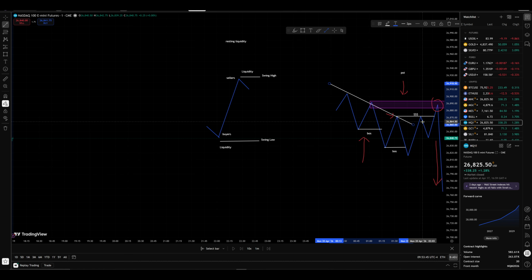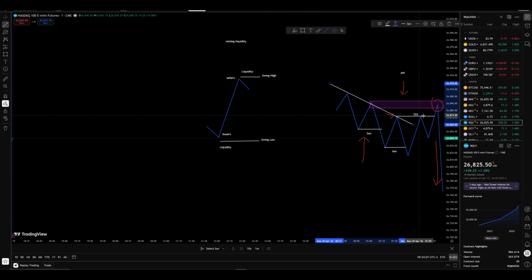What do retail traders like to do? They like to put their stop losses above and below double bottoms, double highs, or equal highs, equal lows. This is what all the textbooks will tell you. But the institutions, they understand this, they know this. So what they like to do is run price into these points where they know a lot of retail traders are going to be positioned.